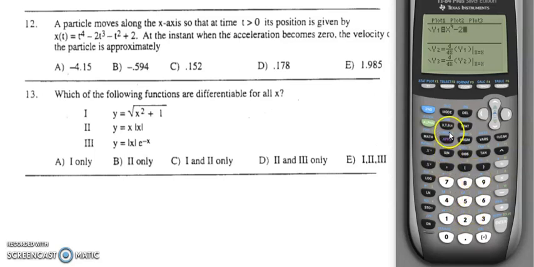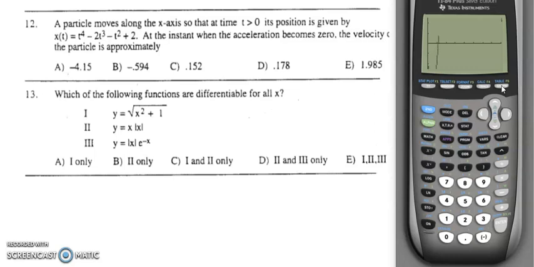So x to the fourth minus 2x cubed minus x squared plus 2. And because they want to know when acceleration is 0, I'm going to turn off my position graph and turn on my second derivative, or my acceleration graph. Then for my window, I want to start at 0 and I'll go to maybe like 8. I have no idea where I need to be, so I'm just guessing right now. And now I'm going to check it out.